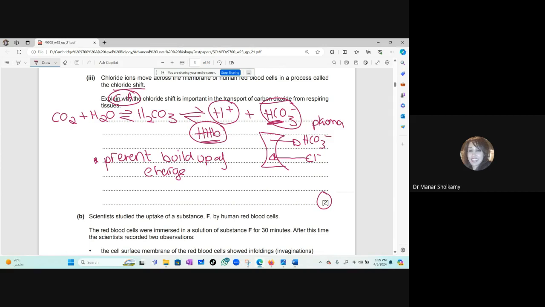So it goes out because it will be carried by the plasma and it will go to the lungs to be excreted. And what will come in instead? The chloride ions will move in instead. This is called the chloride shift, to prevent the buildup of charge, to keep the red blood cell neutral.